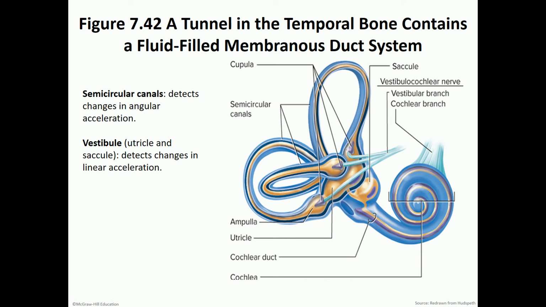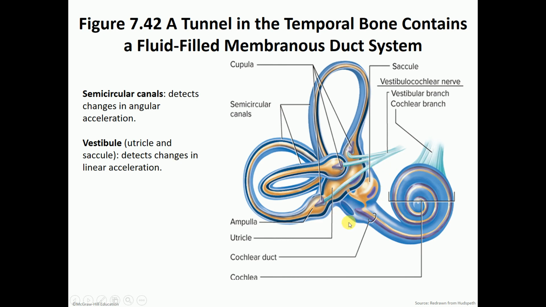The semicircular canals detect changes in angular acceleration. So things, for example, like going on a roller coaster or twirling like ballerina dancers or figure skating and so on. These changes in movement are detected through these semicircular canals.